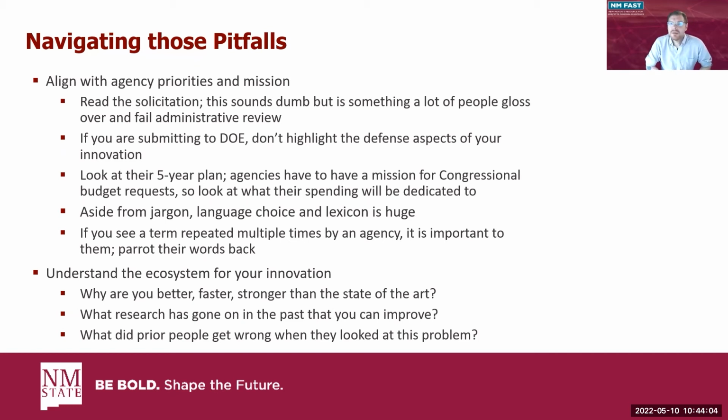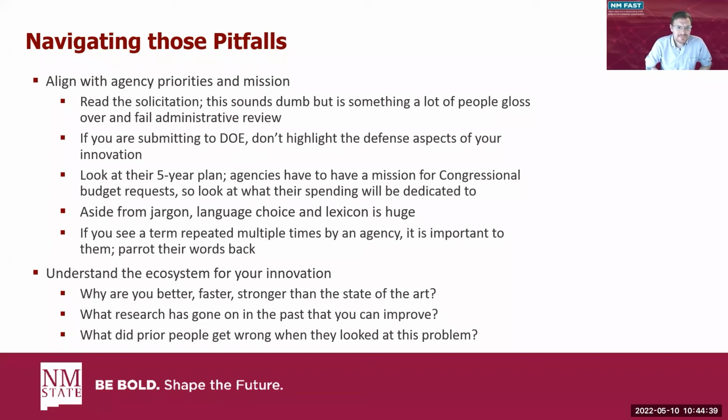You want to make sure that you're aligning with what their mission is, what they think is going to be important. Look at their 5-year plan. Each agency is going to have some sort of plan. That's what they hand to Congress to get their budget. So look at their plan. Pick up what they have in there. If you see something that they've repeated a few different times, then that word or that concept is very important to them. How can you speak towards that concept? How can you parrot some of that language?